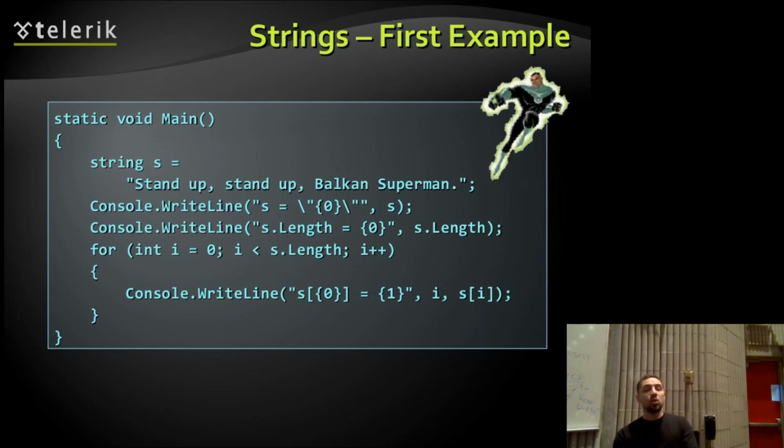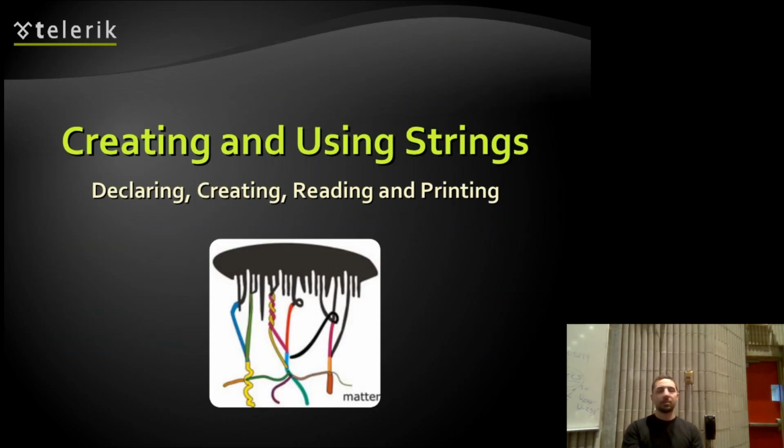The backslash quotes in the second line there, Console.WriteLine s equals backslash quote. That's how you actually print the quote character. If you didn't put that backslash or that escape character, it would think that the string was over, right? In order to print out a double quote, you have to escape it. I'm not even going to bother showing that.